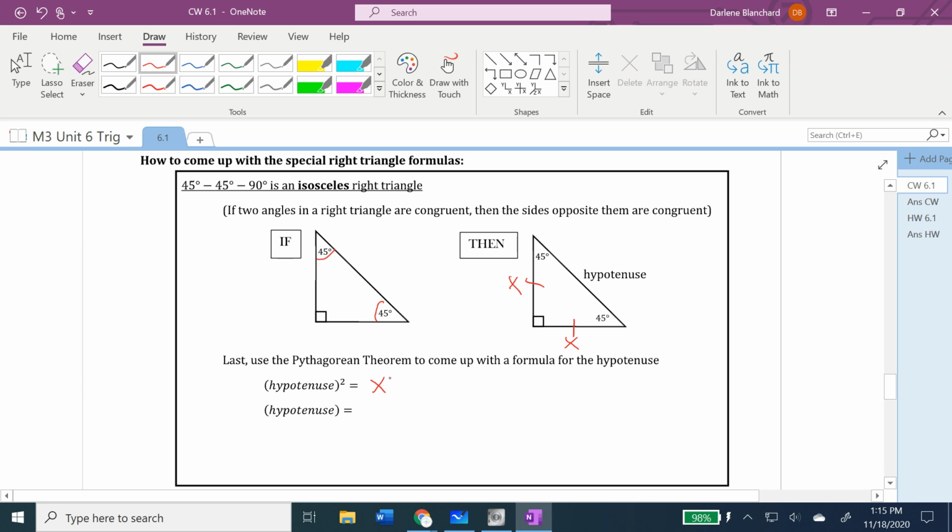So hypotenuse squared is x squared plus x squared. X squared plus x squared is 2x squared. Then if I take the square root, the hypotenuse that is not being squared is equal to the square root of 2x squared.